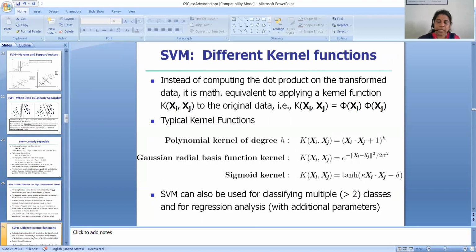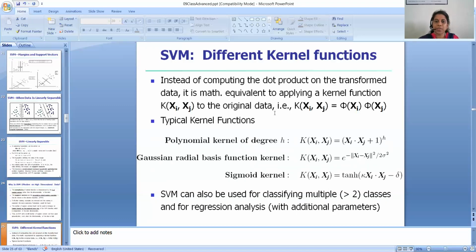Now when it comes to non-linear data, then instead of computing the dot product on the transformed data, we can apply some kind of kernel functions. Instead of calculating the dot product, we apply the kernel functions. Mainly we use three kernel functions: the polynomial kernel of degree h, which is k of xi comma xj equal to xi dot xj plus 1, whole to the power h.